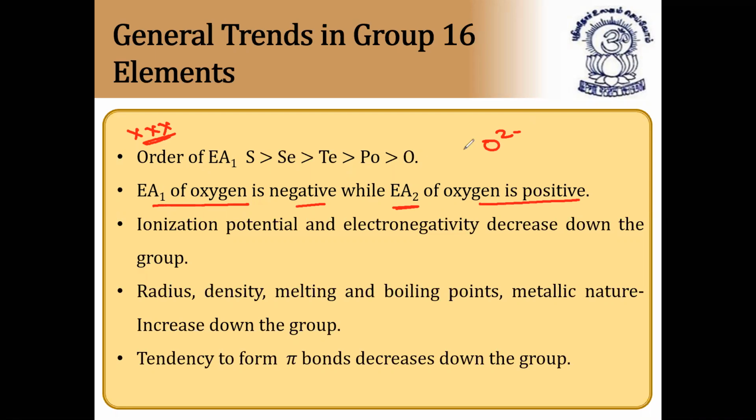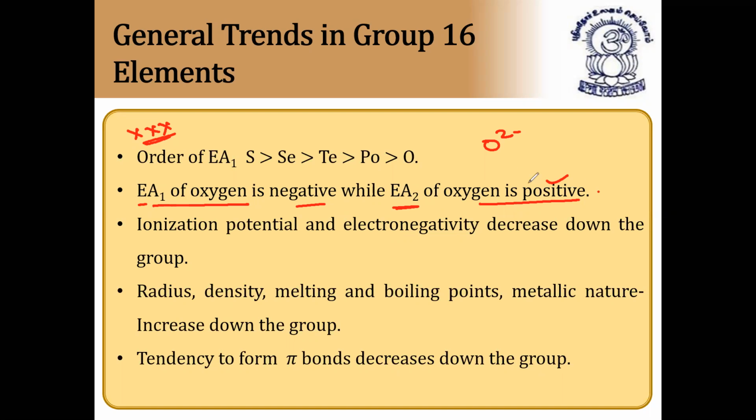So this O2 minus, this is electronegativity of 2. Electronegativity of 2 oxygen is positive, and the ionization potential and electronegativity decrease down the group. So here the electron affinity of oxygen is negative, the first electron affinity, whereas when it accepts 2 electrons, the second electron affinity of oxygen is positive.